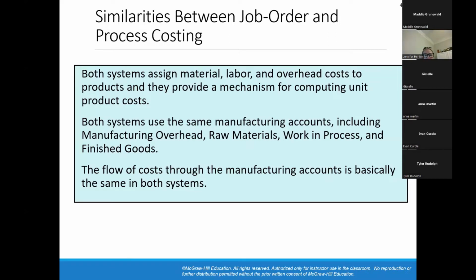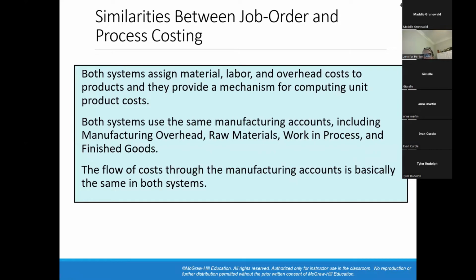And both systems use the same manufacturing accounts. So we're still going to be looking at the overhead account, raw materials account, work in process account, and finished goods account. So the way it flows through a job is the same. There's one small variation to it, but if you understand the job costing system, you should understand the process costing system. So the flow of costs through the manufacturing accounts is basically the same in both systems.